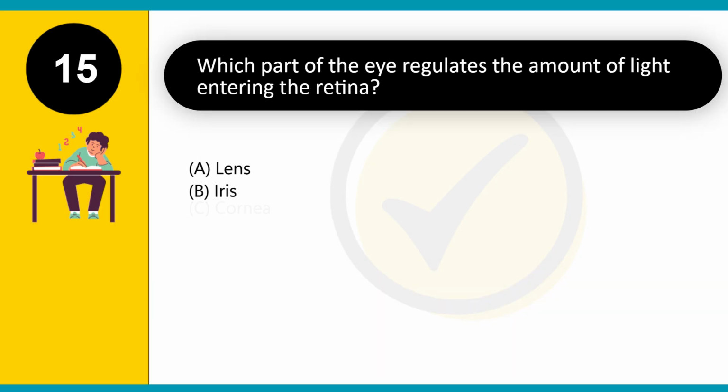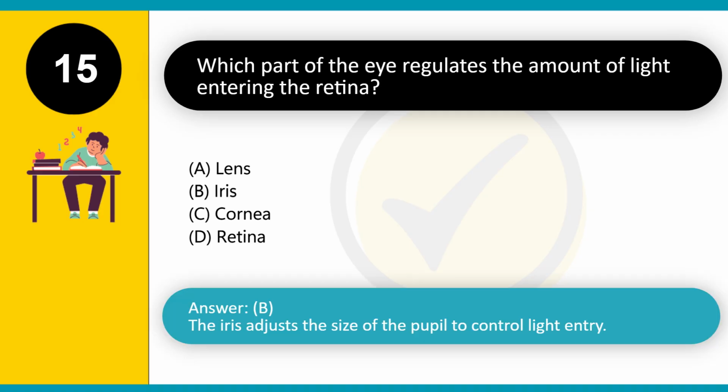Which part of the eye regulates the amount of light entering the retina? A. Lens. B. Iris. C. Cornea. D. Retina. Answer, B. The iris adjusts the size of the pupil to control light entry.